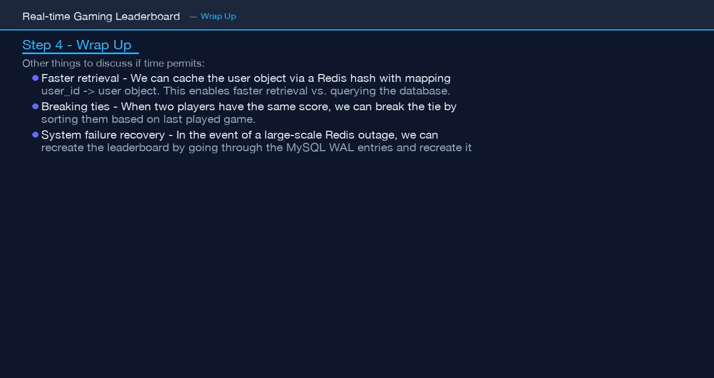Third, system failure recovery. Redis is fast, but it's also a point of failure. If we experience a large-scale Redis outage and lose our leaderboard data, we're not necessarily starting from scratch. Because we're writing scores to MySQL, we have access to the write-ahead log. We can replay those WAL entries through an ad hoc script to reconstruct the leaderboard from the ground up, restoring the sorted set back to its correct state.